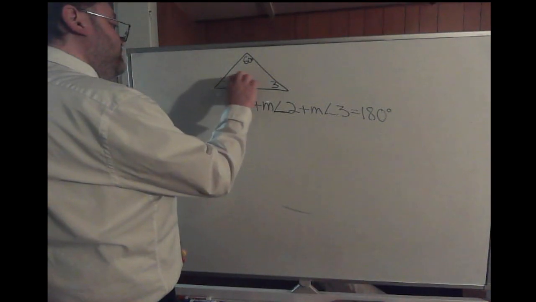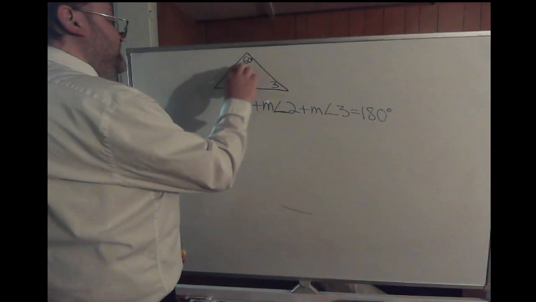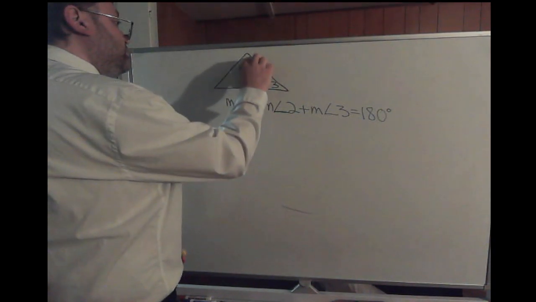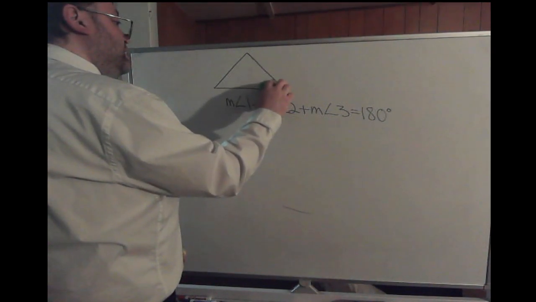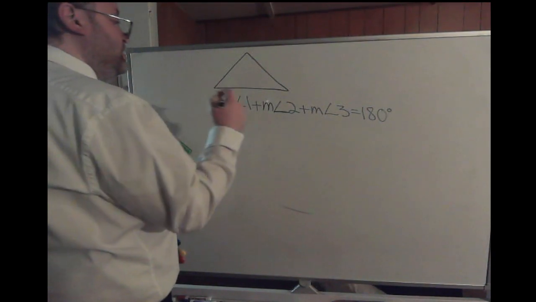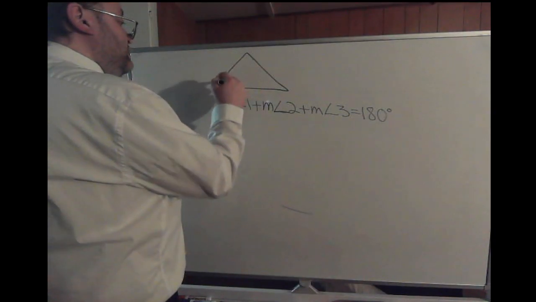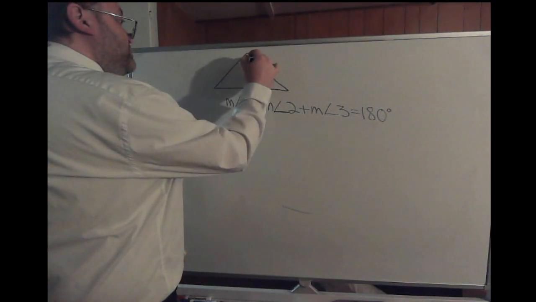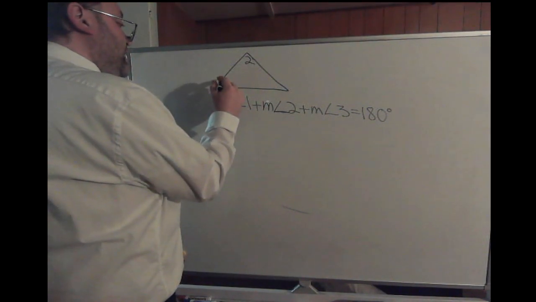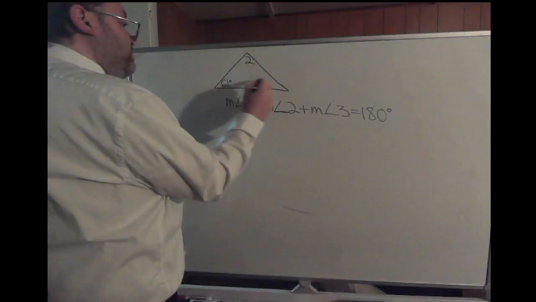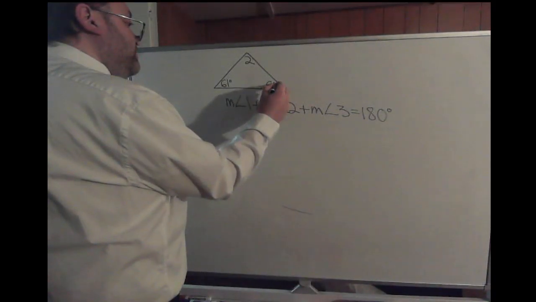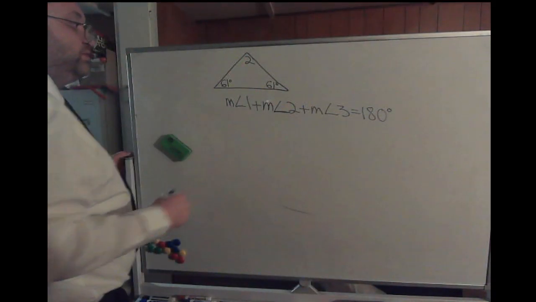Alright, we'll do another example here. We'll solve for a missing angle. Let's say we've got angle 1 equals 61 degrees. Angle 3 also equals 61 degrees, but we don't know the measure of angle 2.